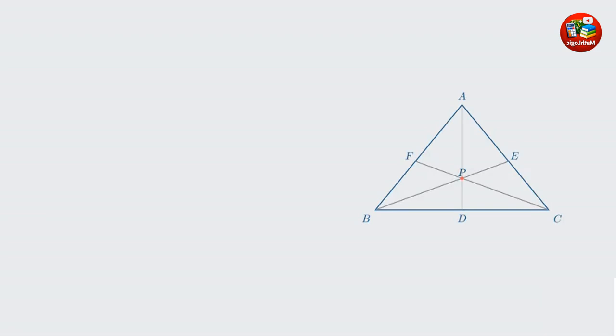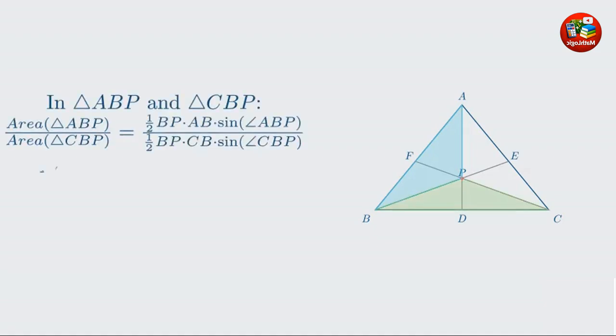Let's examine the first pair of triangles created by our Cevians, triangle ABP and triangle CBP. Notice that these two triangles share the side BP. By using the sine formula for area, and recognizing that the ratio of the areas of triangles with a shared height or shared angle is proportional to their bases, we find that the ratio of the area of ABP to CBP simplifies to the ratio of the segments AF over FB.